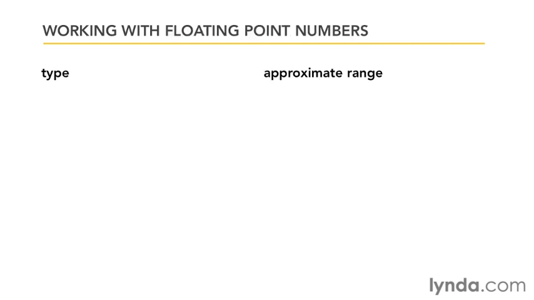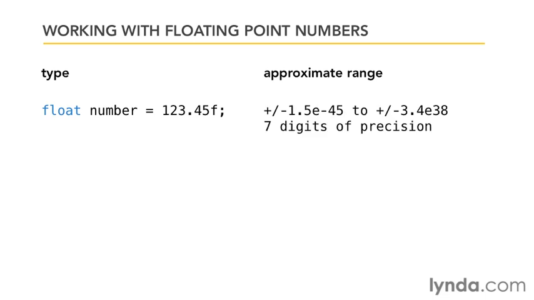But of course, there are also floating point numbers, not just integers. Usually we use floating point numbers for things like decimals and other kinds of fractional numbers. To do that, there's a float number type. When you declare a float number, you have to put a little lowercase f on the end. You can see here I'm declaring a floating point number of 123.45, and it has 7 digits of precision from the range that I've shown there.